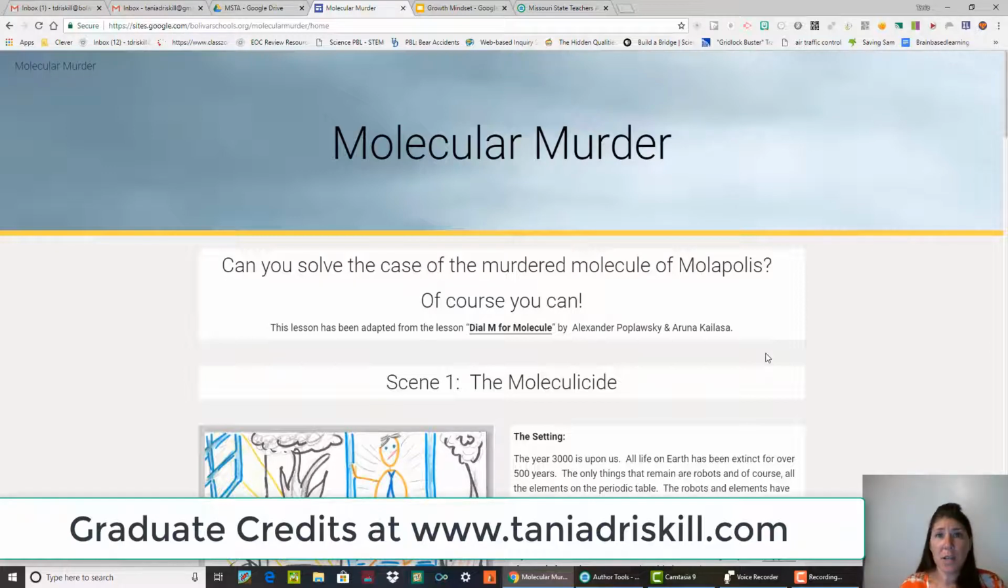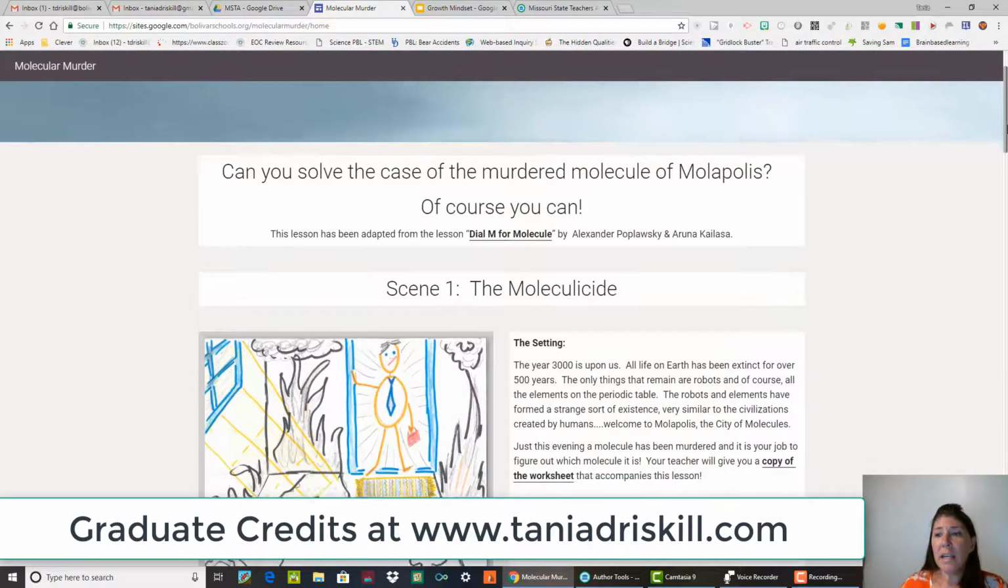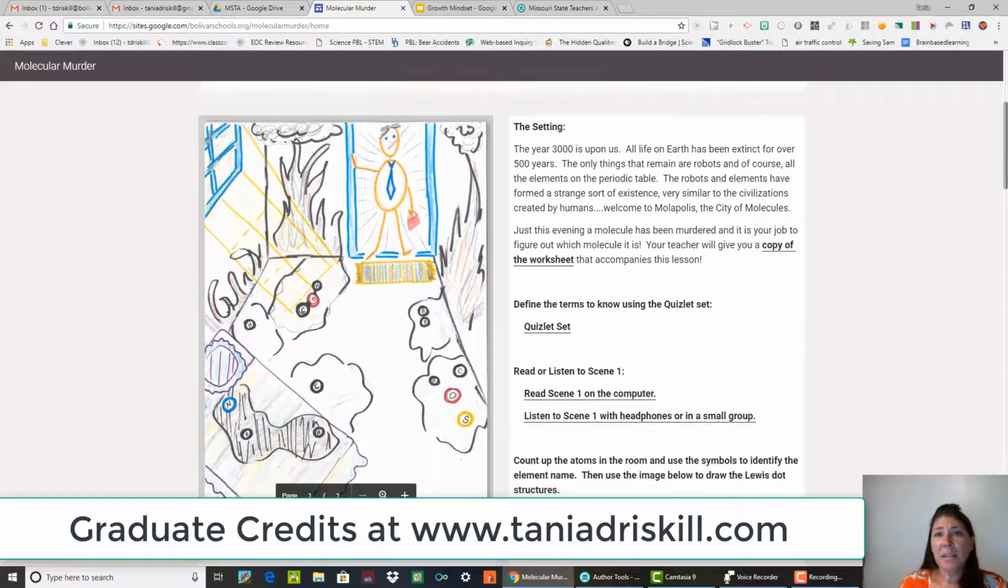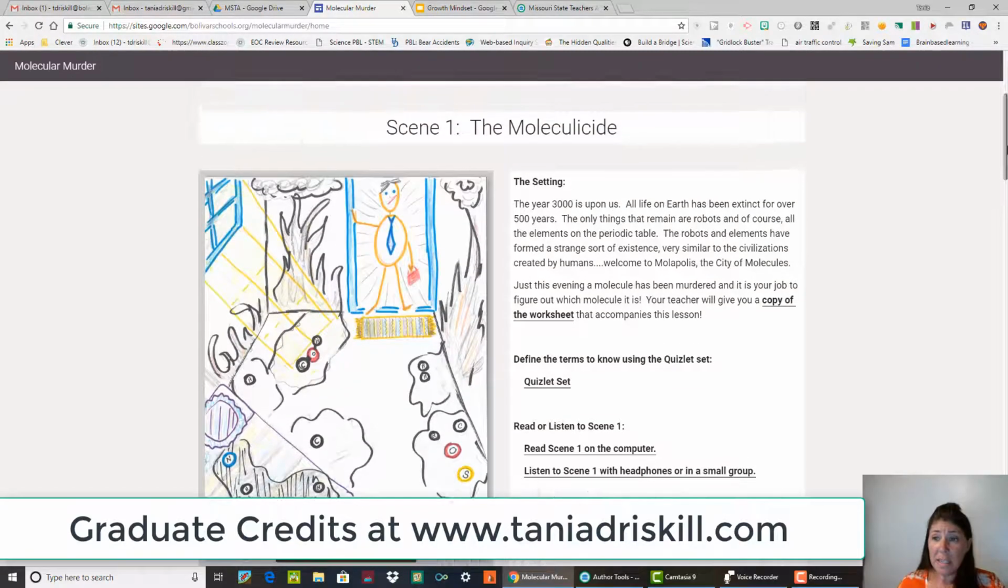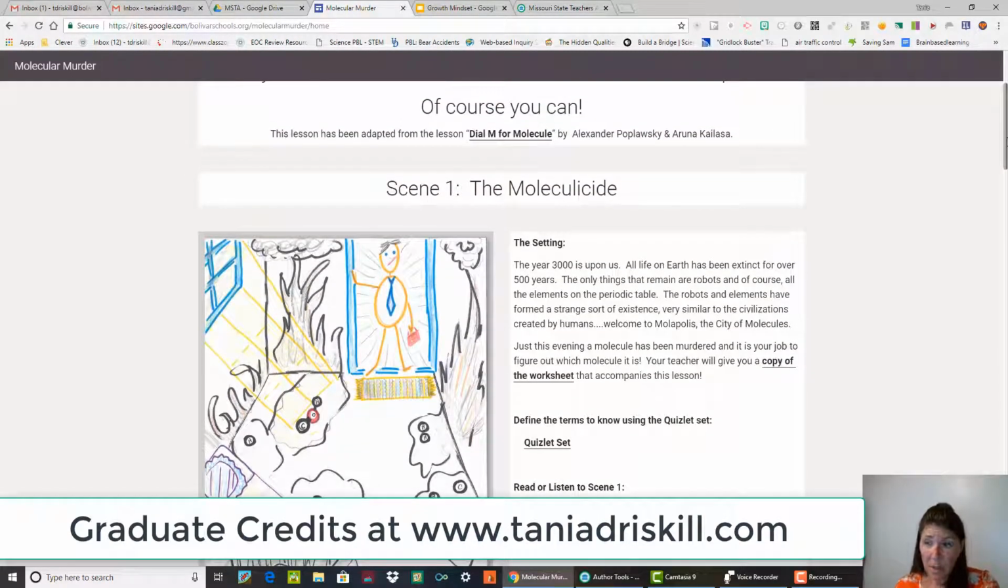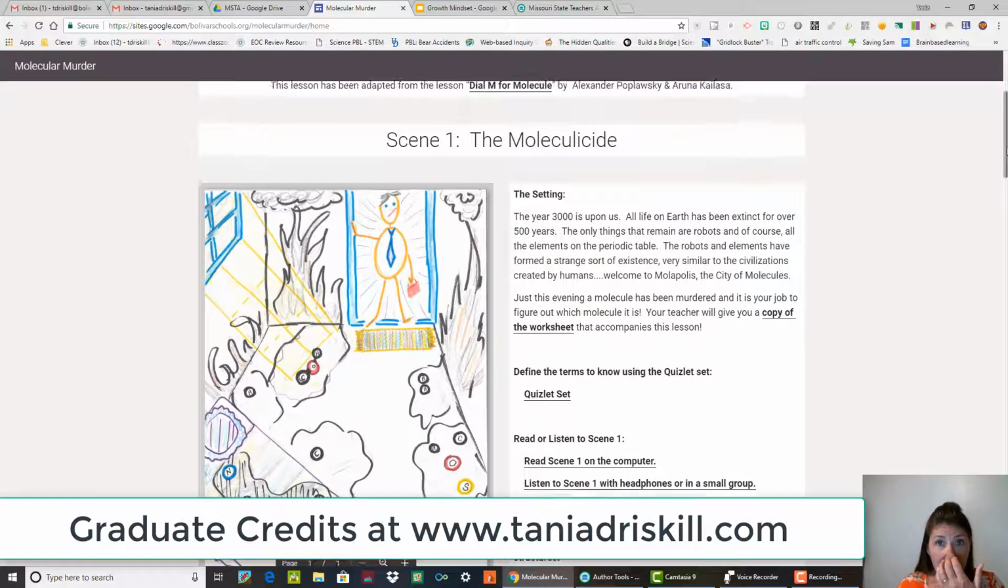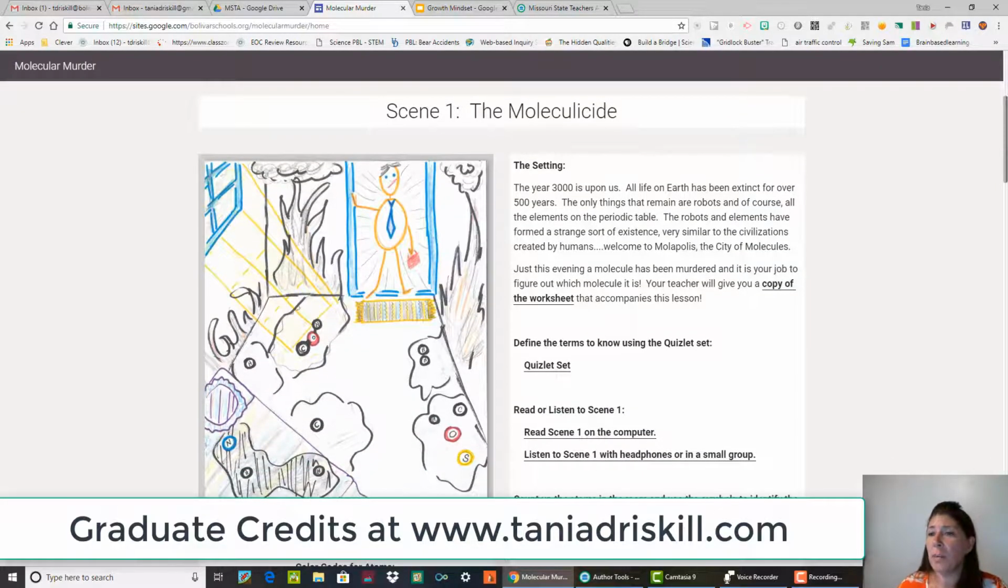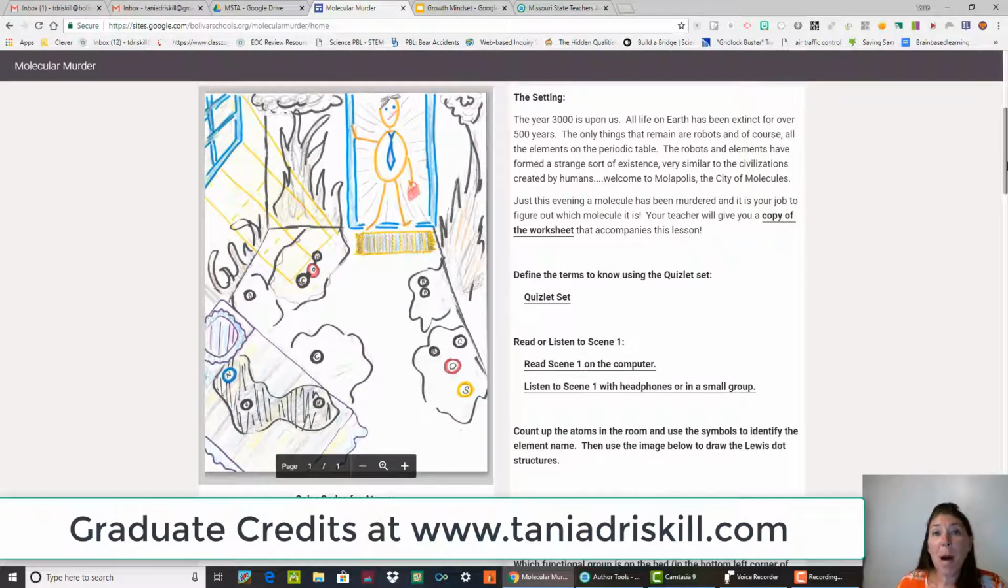I teach physical science, and this is for chemistry. This is called molecular murder. Basically, I created this story. It was actually adapted after another lesson that someone else created. This wasn't my original work, but I modified it quite a bit. There's been a molecule that was murdered. You can see the molecule pieces, all the atoms are strewn about this room.